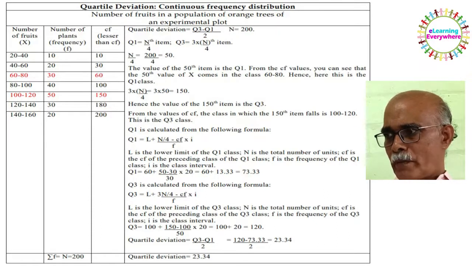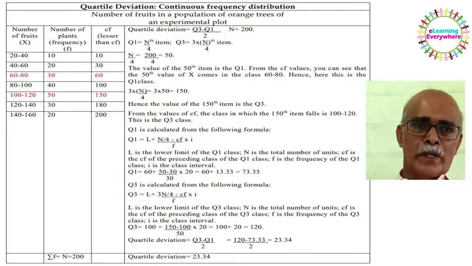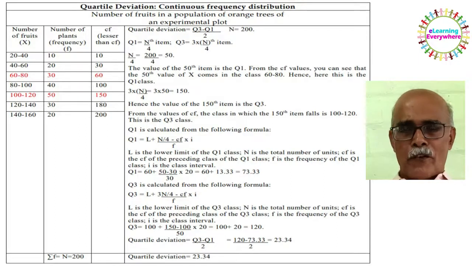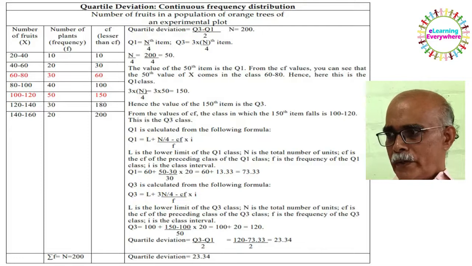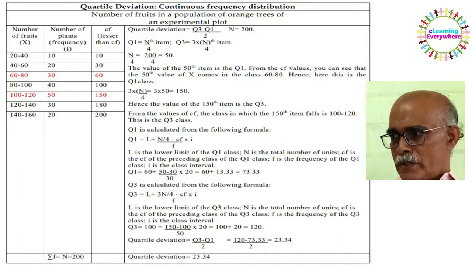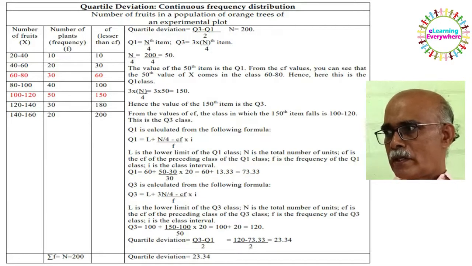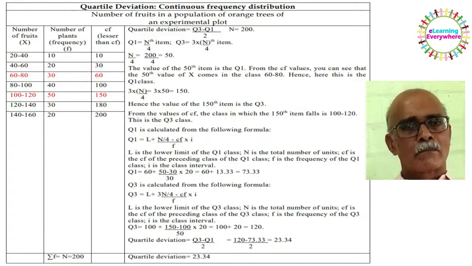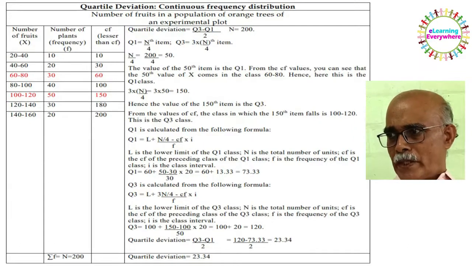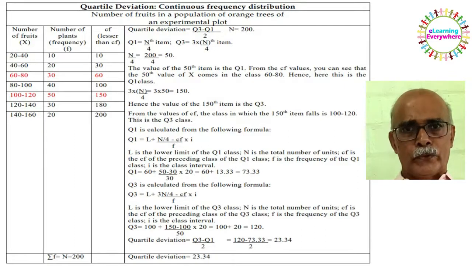So Q1 is L plus N by 4 minus CF by F multiplied with I. And in the case of Q3, you are getting the value by adding to the lower limit of the class a value of 3 into N by 4 minus CF divided by F into I. And in this case also, this CF stands for the cumulative frequency of the class just above the concerned class, just above the Q1 class in the calculation of Q1, and just above the Q3 class in the calculation of Q3.